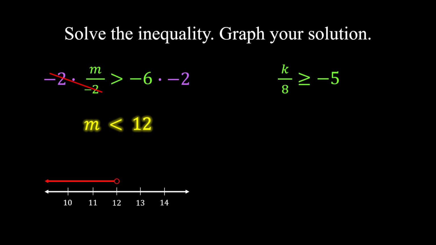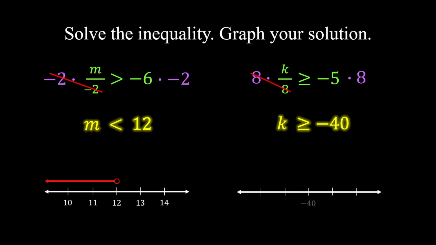The next inequality is k divided by 8 is greater than or equal to negative 5. To solve this inequality, we'll undo the division of 8 by multiplying both sides by 8 to isolate the variable. Since we're multiplying both sides by a positive number, 8, the direction of the inequality symbol remains the same. On the right side, negative 5 times 8 equals negative 40. Therefore, k is greater than or equal to negative 40.